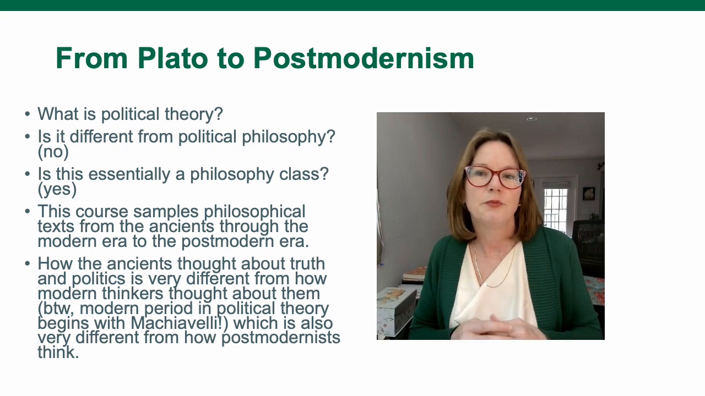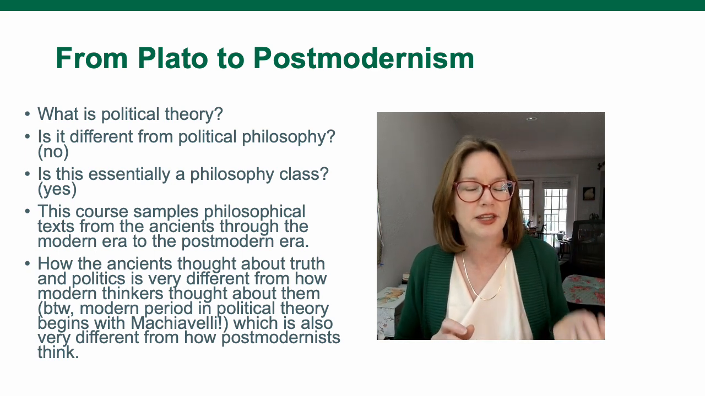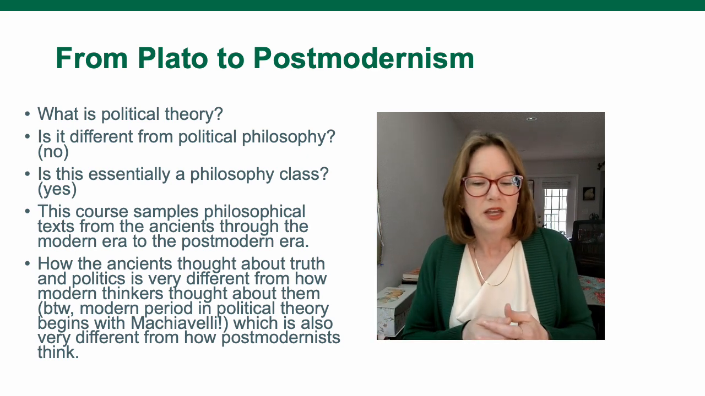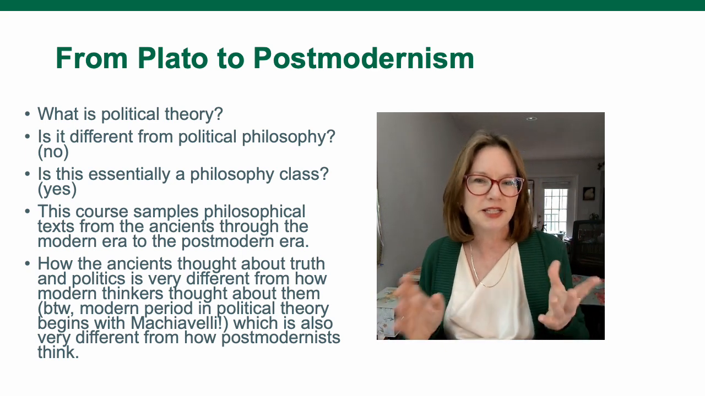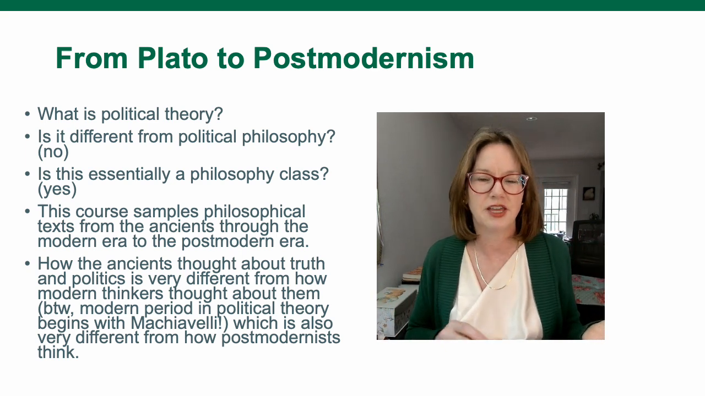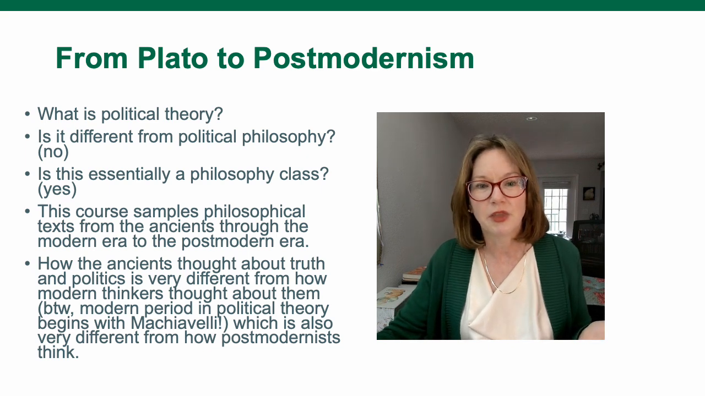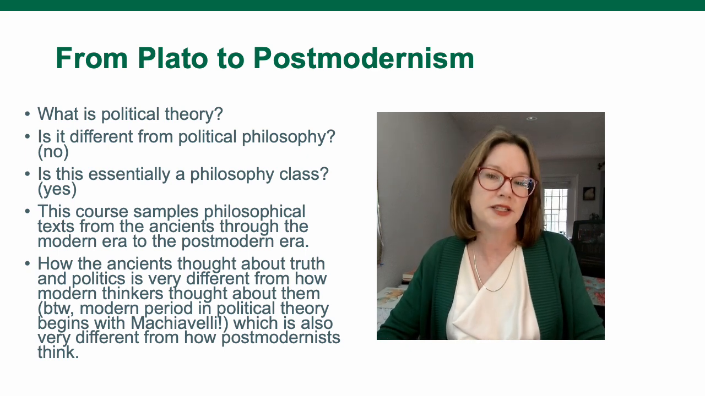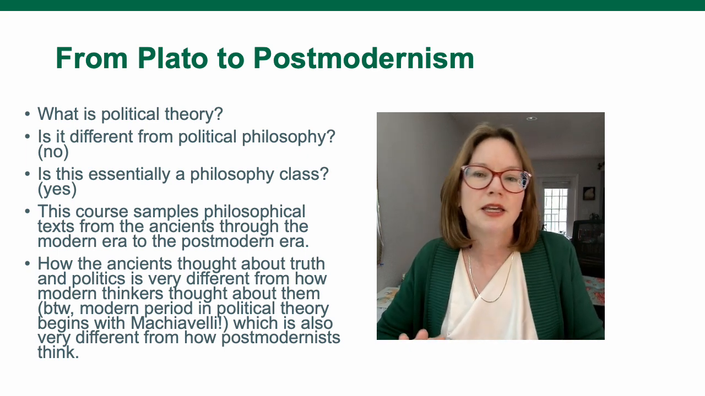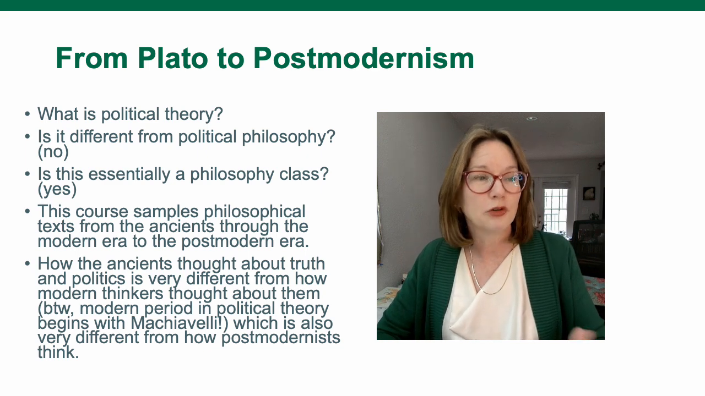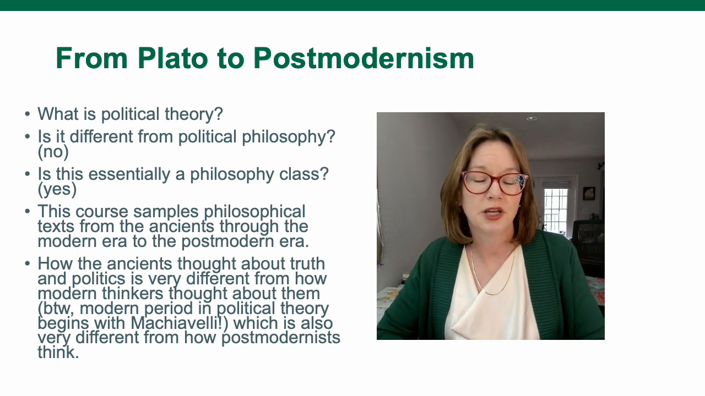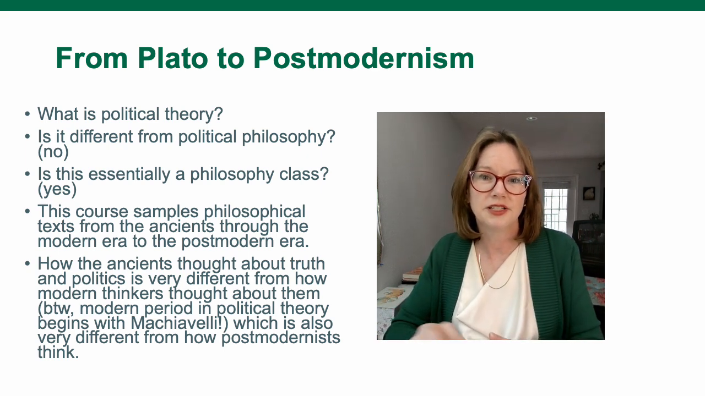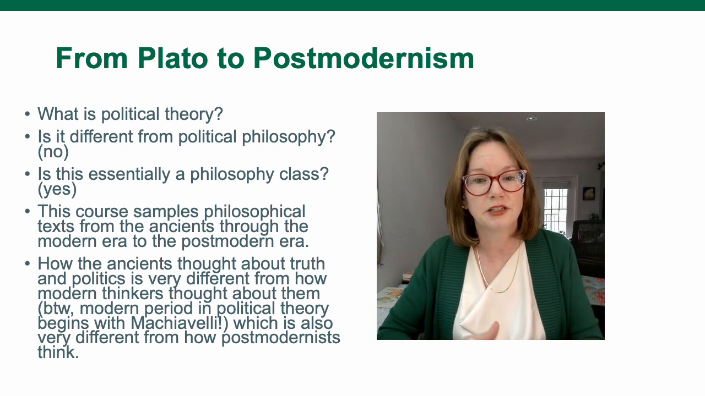And so we're going to read political thinkers from both the ancient period and the modern period, and even through to the postmodern period. There are many key differences between how the ancients thought about philosophy and how the modern thinkers think about philosophy. By the way, the modern period, when we're talking about political theory, begins around 1500. Usually, people talk about it beginning with Machiavelli or Thomas Hobbes. Both of those people lived within 100 years of each other, around the same time period. Hobbes was writing the Leviathan in 1650.